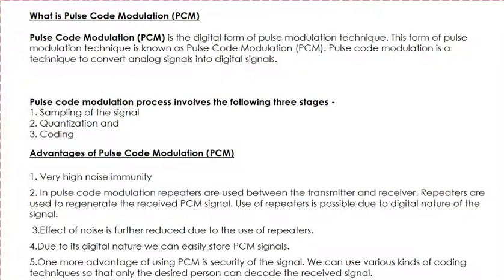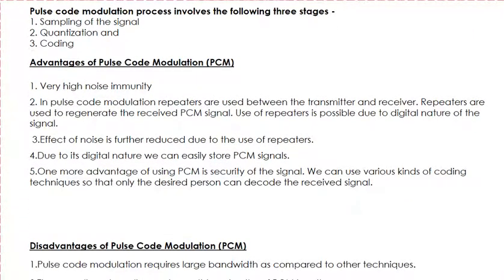So, the pulse code modulation process involves the following three stages, which we have discussed already. We have your sampling of the signal, we have your quantization of the signal, and coding of the signal. So now we have to discuss and consider what are the advantages and disadvantages of your pulse code modulation. So advantages of pulse code modulation include the following.